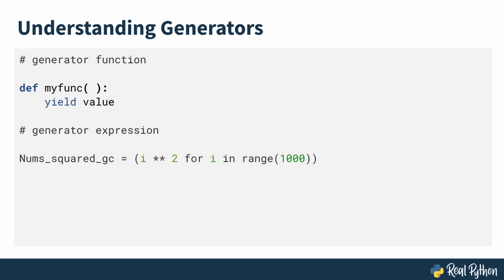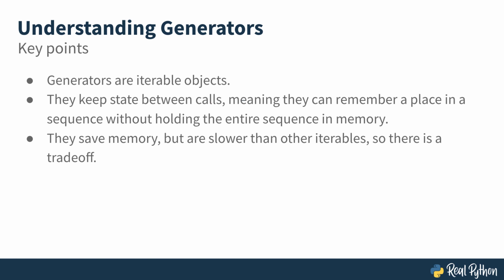The other thing we looked at was the generator expression. The syntax for this is very similar to a list comprehension, except that instead of using square brackets, you're using parentheses. And the key points here are that generators are iterable objects. They keep state between calls, that is to say that they remember where they left off. It's a bit like having a bookmark in a book. You don't have to start all the way from the beginning each time. Whereas a normal function would exit when it hit return, and it would start from the very beginning each time.